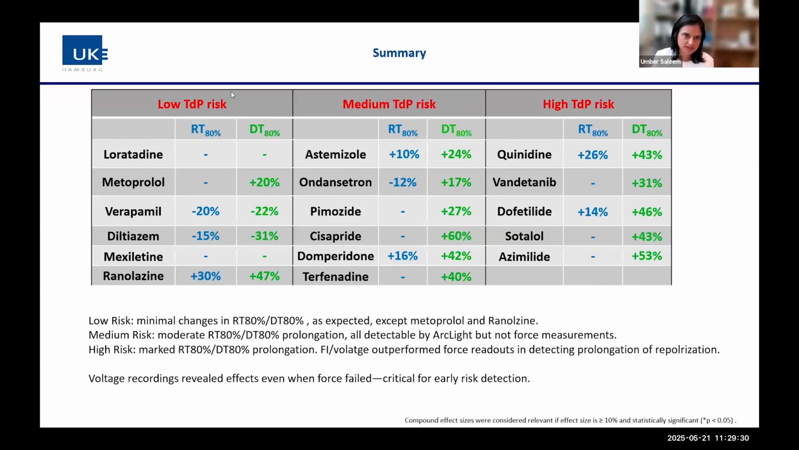And now I would summarize these effects. In particular, I would summarize the effect on relaxation time and decay time. So relaxation time is for force and decay time is for fluorescence intensity, which is a surrogate for voltage. And we can see that the low risk drugs show minimal changes in RT and decay time, except for metoprolol and ranolazine. Verapamil and diltiazem are calcium channel blockers. So instead of showing prolongation, they have shown shortening of the peak.